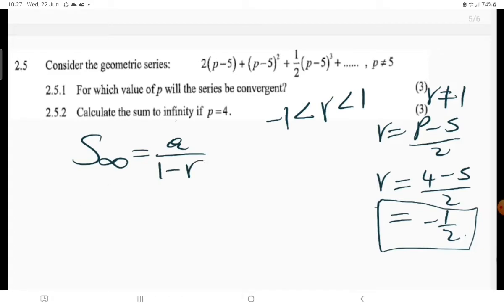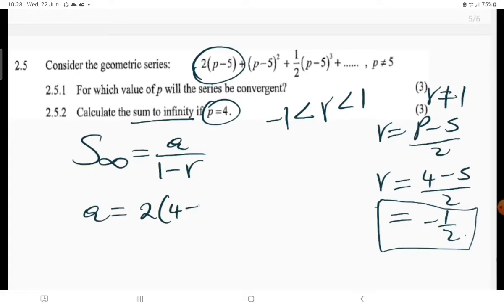Now, when you're looking for the sum to infinity, let's substitute the value of a. But where to find a? a is this number, because we are given the value of p, which is p is equal to 4. So the value of a now is what? It is 2 times, then in the place of p, we put 4, then minus 5. Then the value of a is going to be negative 1 times 2, which is negative 2.